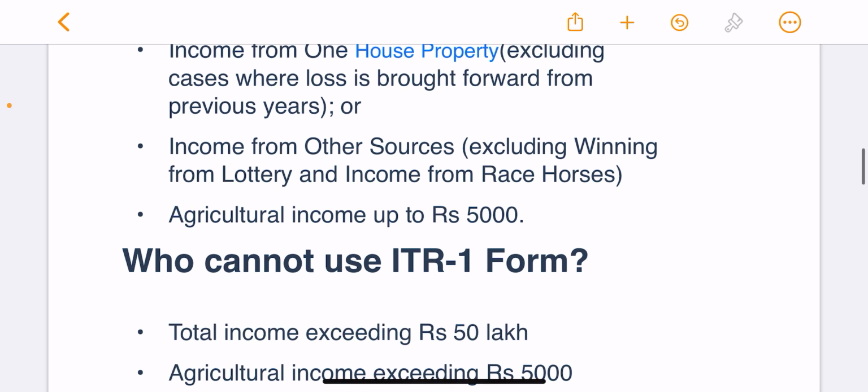And income from other sources, excluding winnings from horse races and lottery. And if your agriculture income is up to 5,000, then you can file ITR 1.